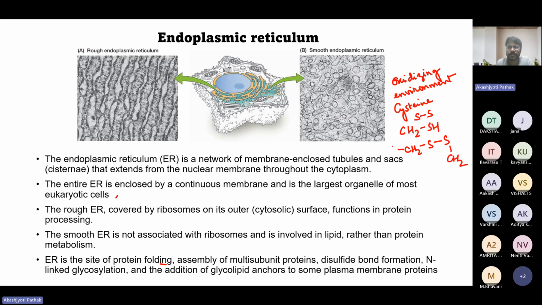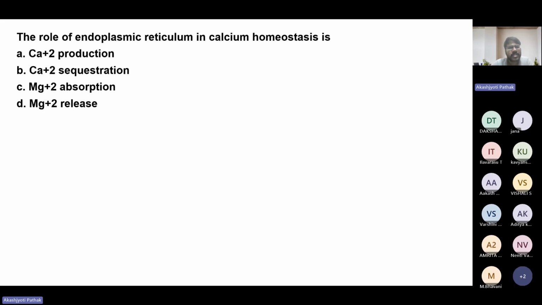And here you have the C alpha backbone, whatever. So basically that provides this oxidizing environment. As a result, it is a site of protein folding and disulfide bond formation as well. There are other enzymes also which are involved in disulfide bond formation. So what is the role of the endoplasmic reticulum in calcium homeostasis? Calcium 2+ sequestration.